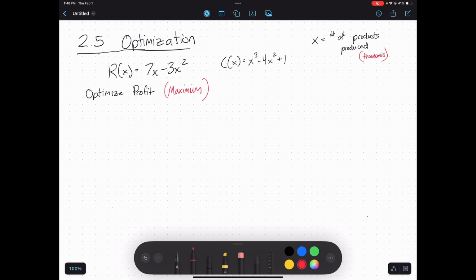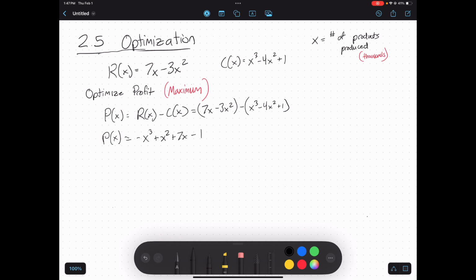Well, before we even get started, I do need my profit equation. So remember, profit is equal to revenue minus cost. The total amount you take in minus what you have to spend on that product. So let's go ahead and do that. Let's do revenue minus cost. I get 7x minus 3x squared minus (x cubed minus 4x squared plus 1). And I end up getting negative x cubed plus x squared plus 7x minus 1. So there's my profit function.